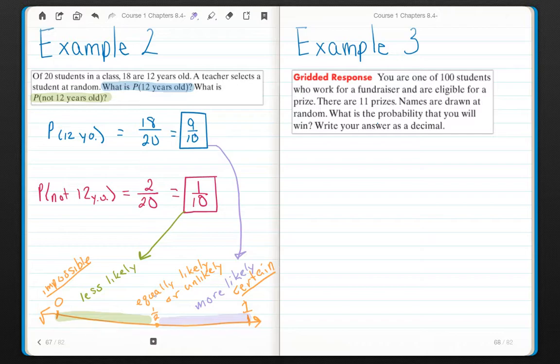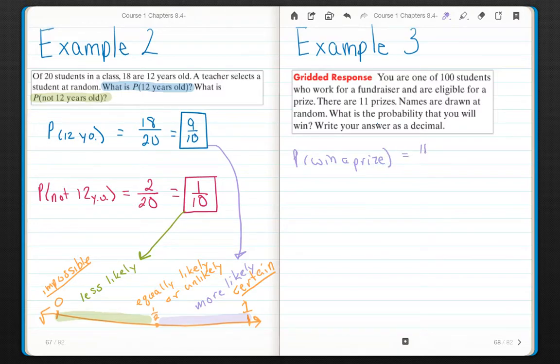So let's take a look at example 3. You are one of 100 students who work for a fundraiser and are eligible for a prize. There are 11 prizes. Names are drawn at random. What is the probability that you will win? Write your answer as a decimal. So, the probability that you will win a prize is the number of prizes available out of the total number of people who want that prize, okay, or who are eligible for that prize.